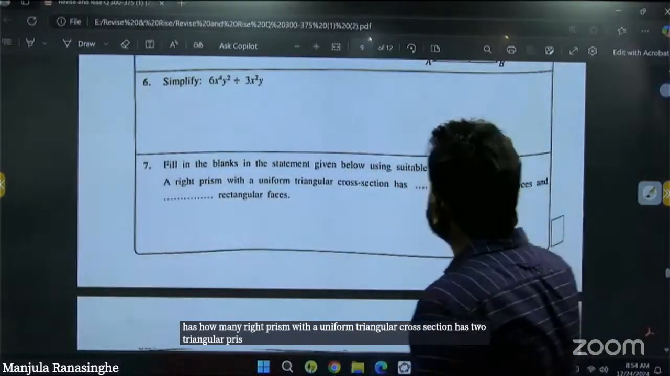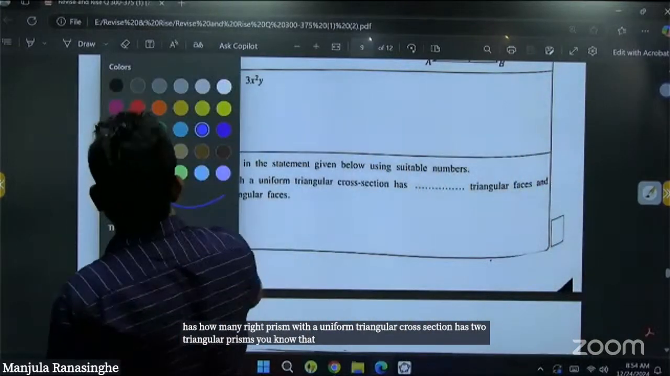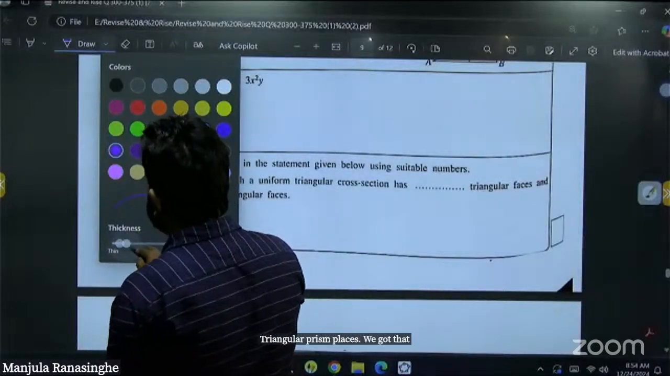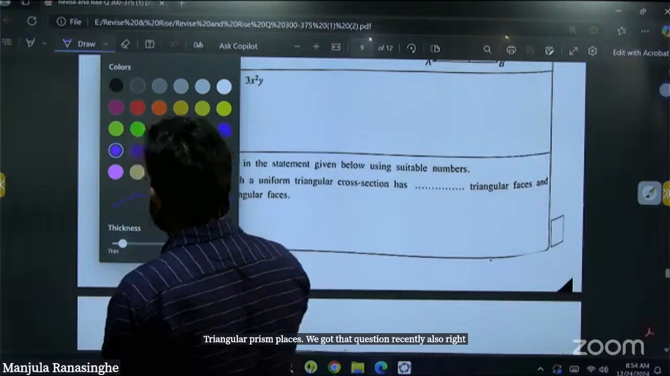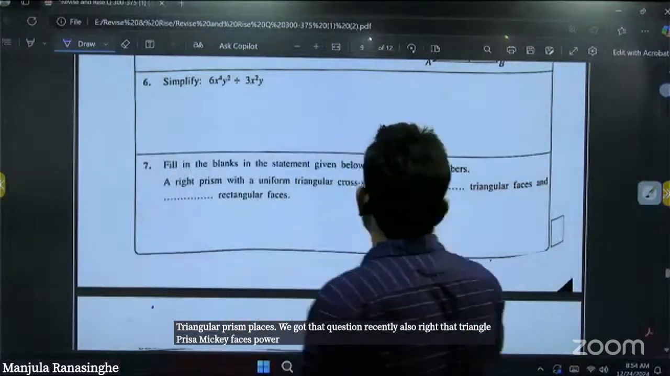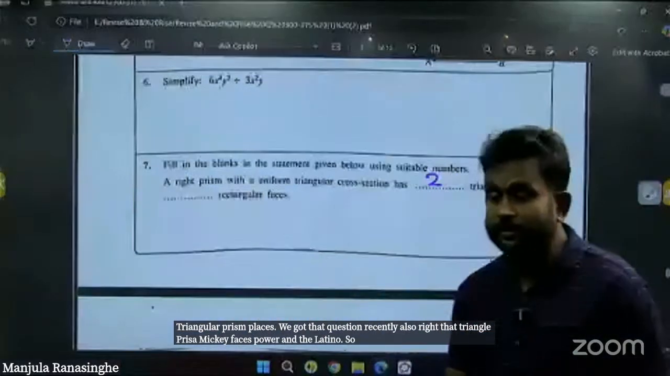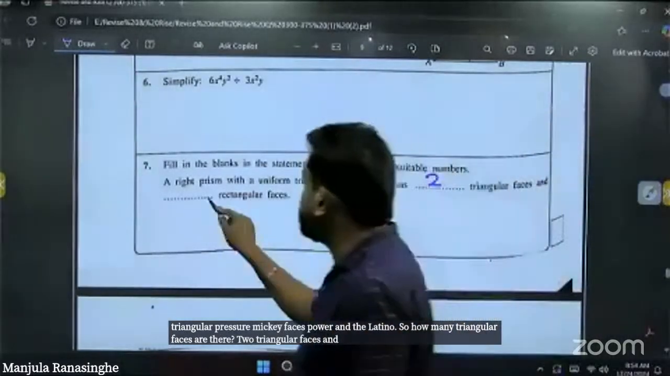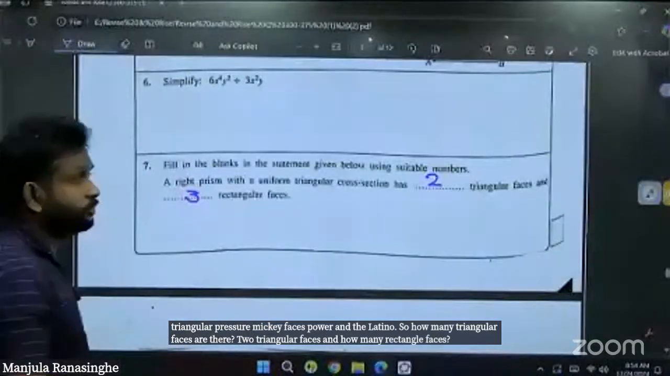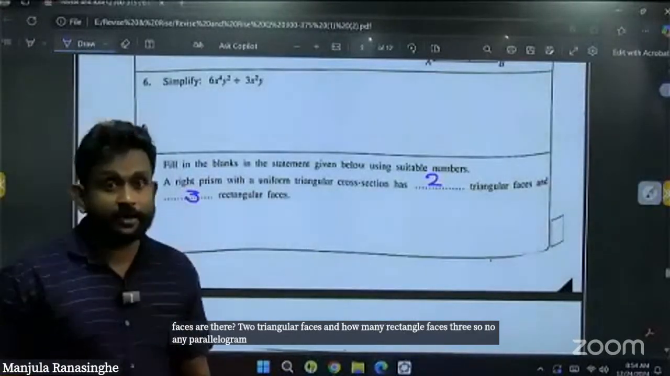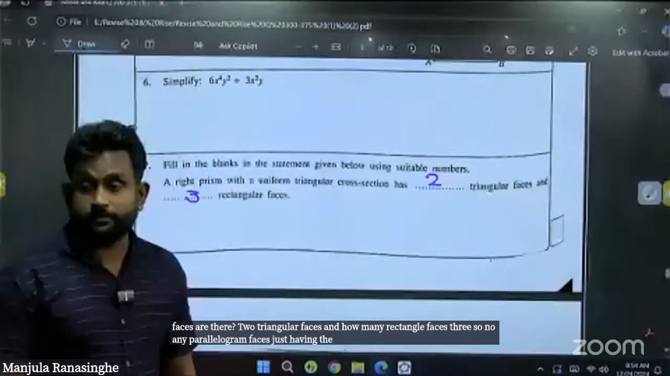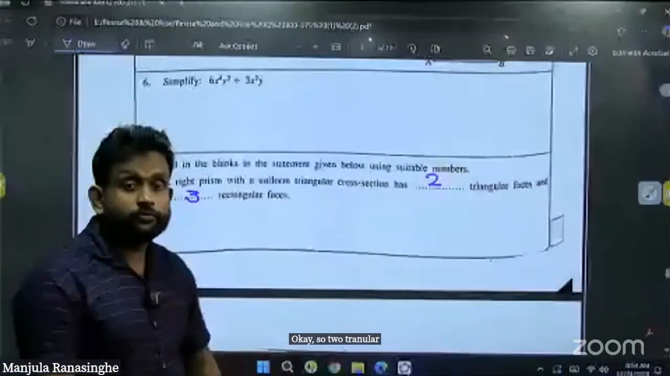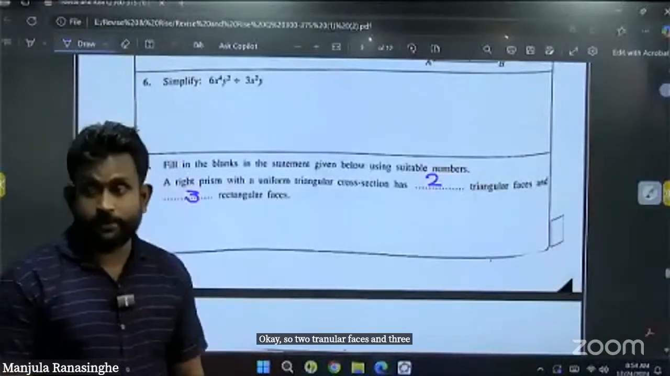You know that triangular prism faces, we got that question recently also, right? So how many triangular faces are there? Two triangular faces. And how many rectangle faces? Three. No parallelogram faces, just rectangle faces. So two triangular faces and three rectangle faces there.